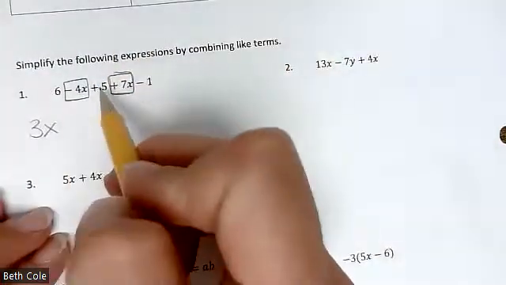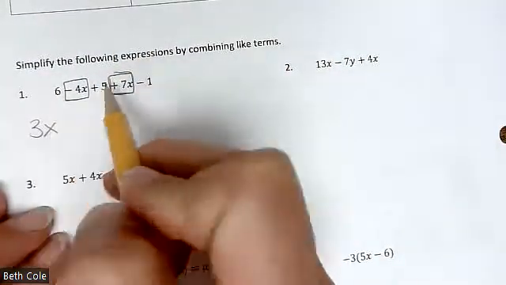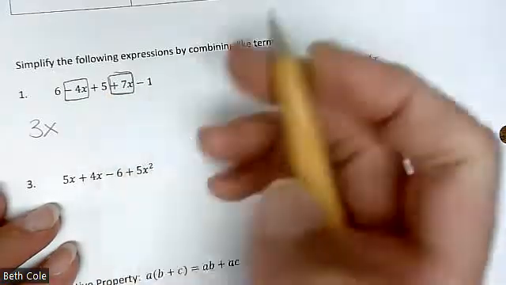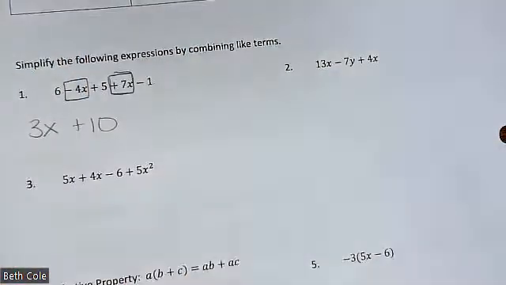And then you can put all the numbers together as well. So 6 plus 5, the 11 minus 1 is 10. And that's your answer. So that's how you do that without drawing the tiles.